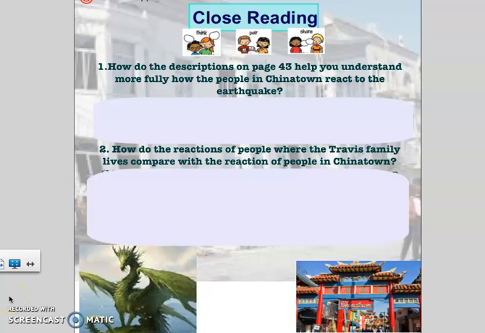Now let's take a couple minutes to think about our next two questions. How do the descriptions on page 43 help you understand more fully how the people in Chinatown react to the earthquake? Question 2. How do the reactions of people where the Travis family lives compare with the reactions of people in Chinatown?